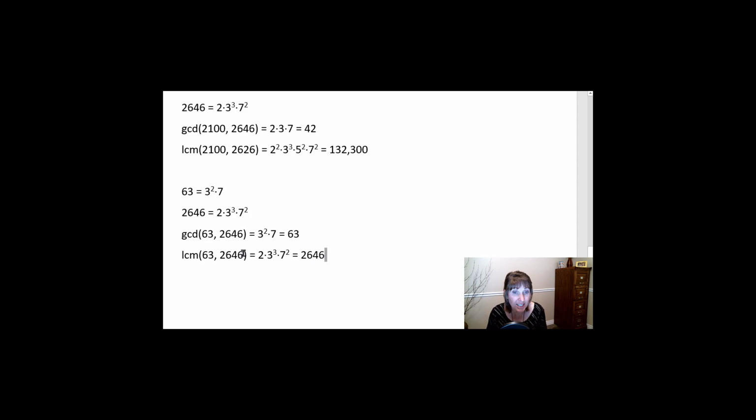Now notice that's interesting, right? Because that's the number itself, which means 2646 is a multiple of 63. So there you go. We found the greatest common divisor and least common multiple when we have the prime factorizations.